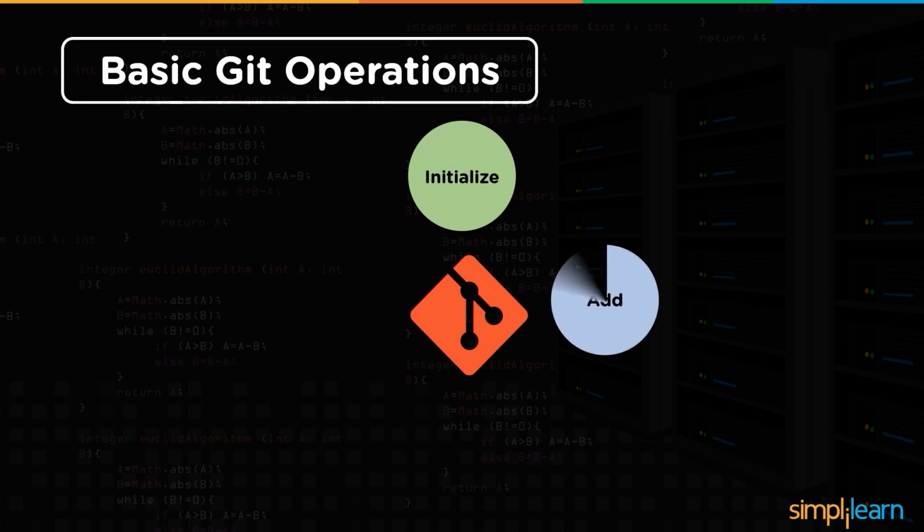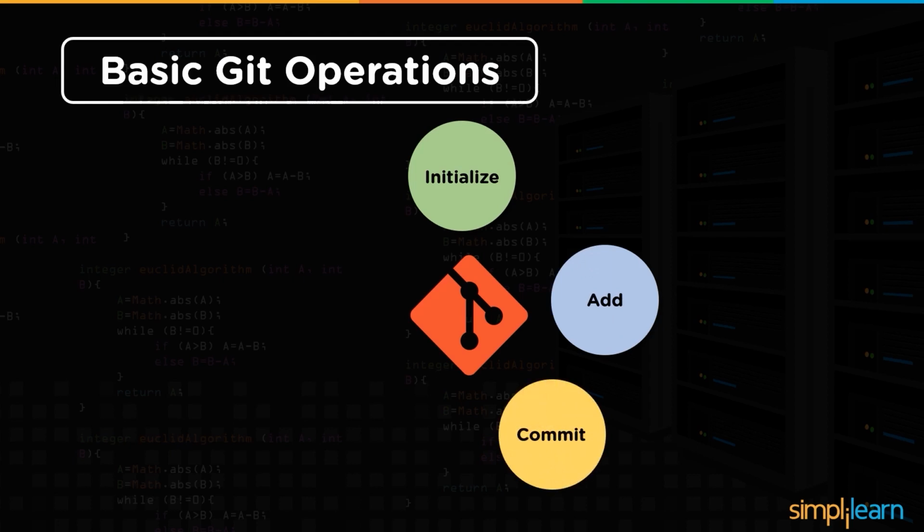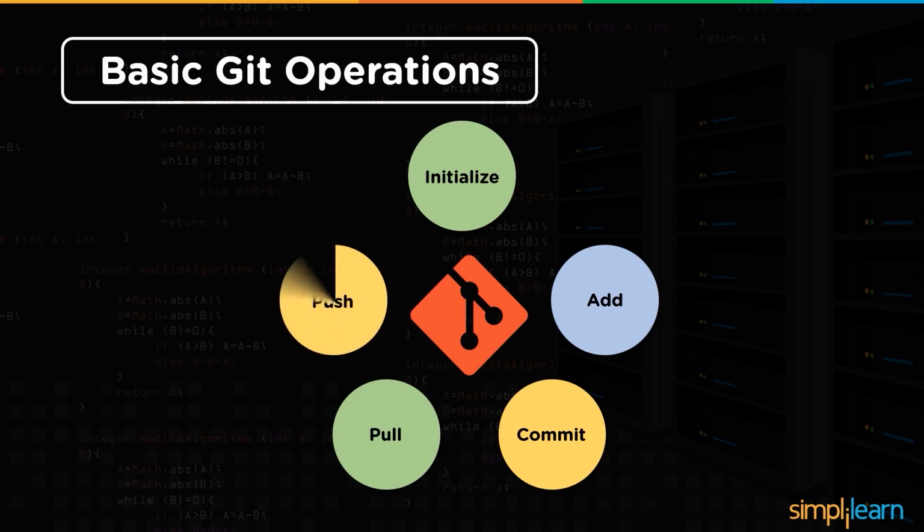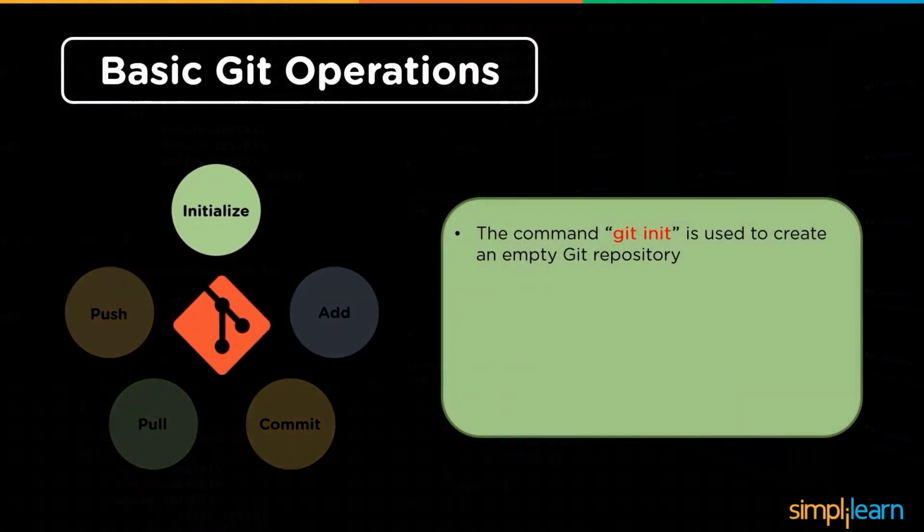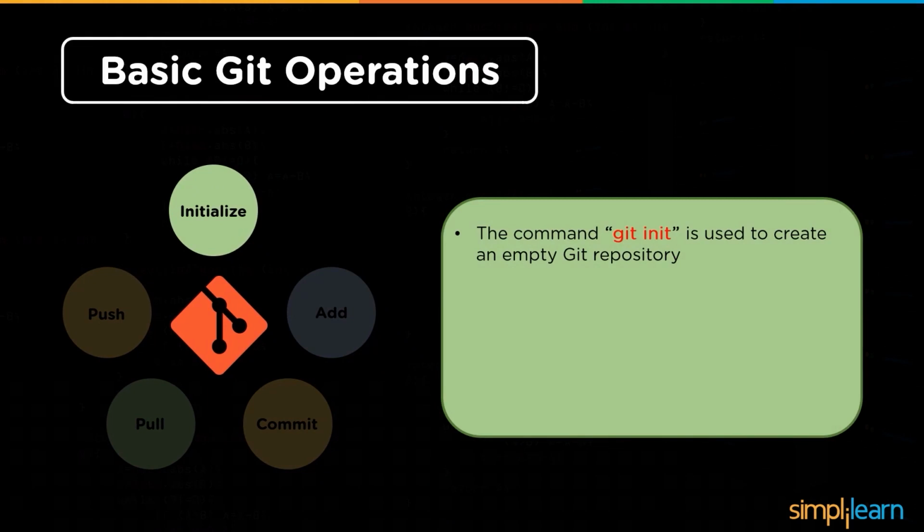Then we have the add operation, which is used to add changes or modified files to the staging area. Git commit is used to create a new version of the group of files. Then pull brings down the changes from the remote repository to the local repository, and push pushes the changes from the local repository to the remote repository. These are the basic operations we perform to move the changes from one state to another. The first one is the git init command.